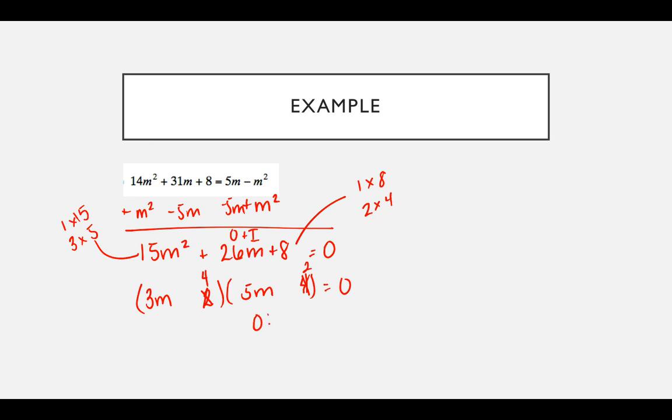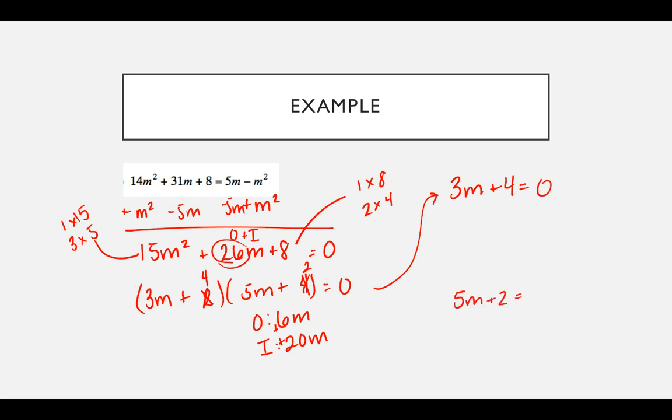So you don't have to write this out, but sometimes I think it helps students. My outside terms are 6m, my inside terms are 20m. I need them both to be positive to match this 26m here. So both of these are pluses. So I have 3m plus 4 equals 0 and 5m plus 2 equals 0.